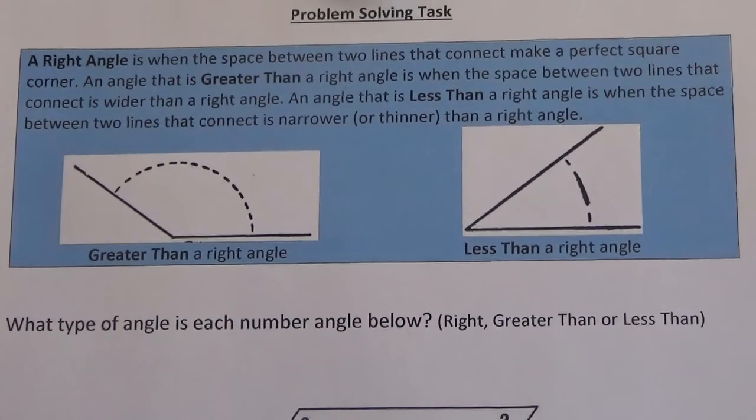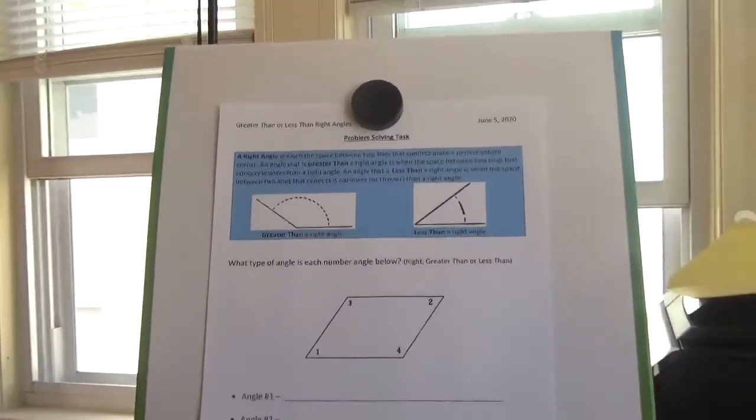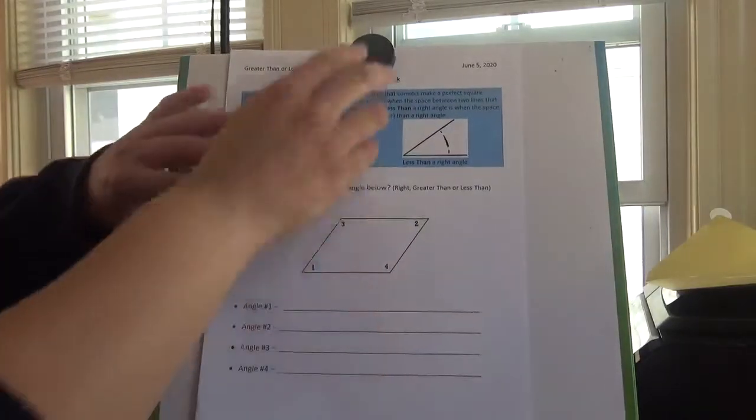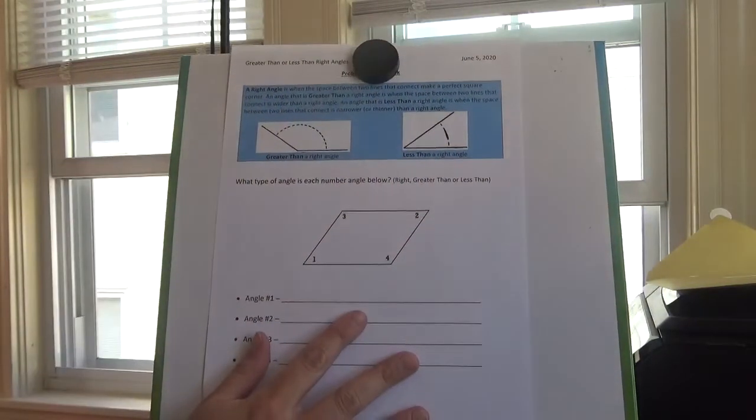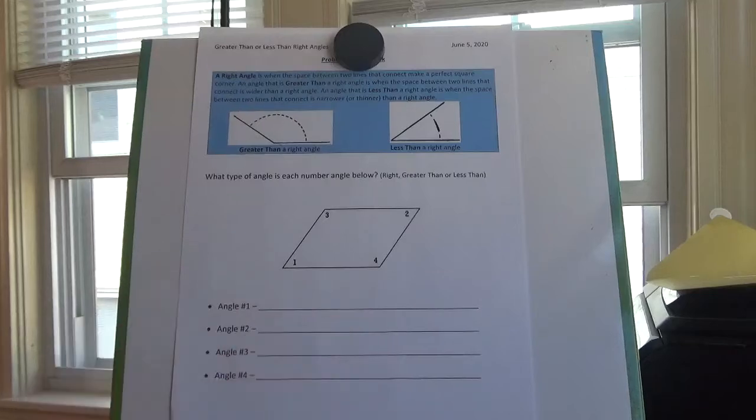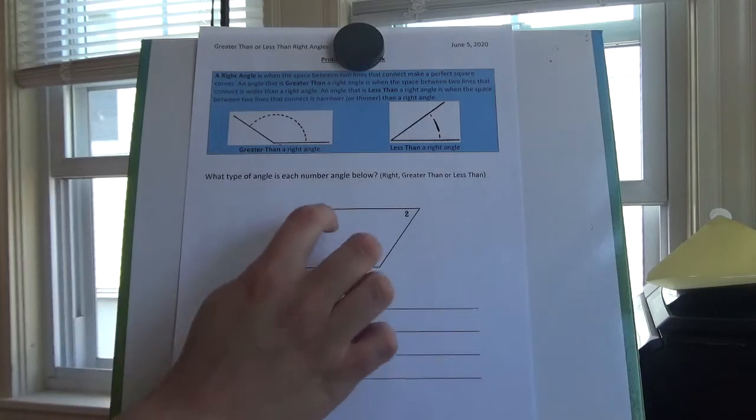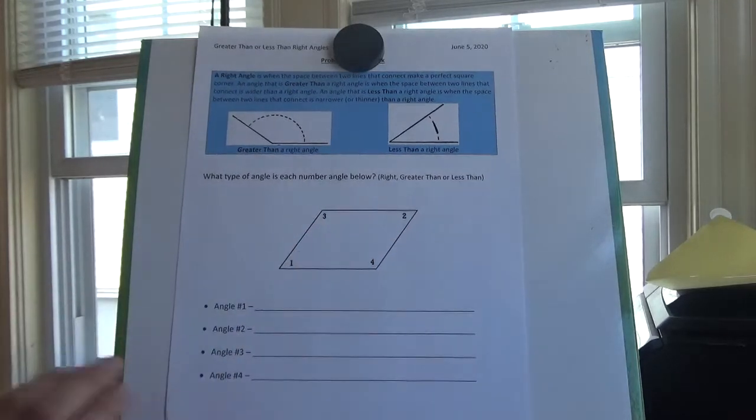So I'm going to zoom out here so you have this little visual tool to help you answer today's problem-solving task. So today's problem-solving task says, what type of angle is each numbered angle below? So your job is to write down if angle 1, 2, 3, or 4, if they are a right angle, a greater than angle, or a less than angle. So go ahead and pause the video and write down what type of angle those are.